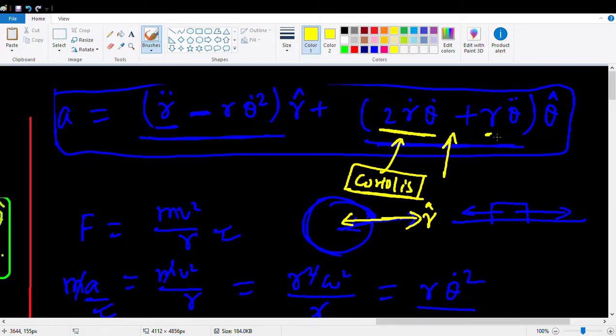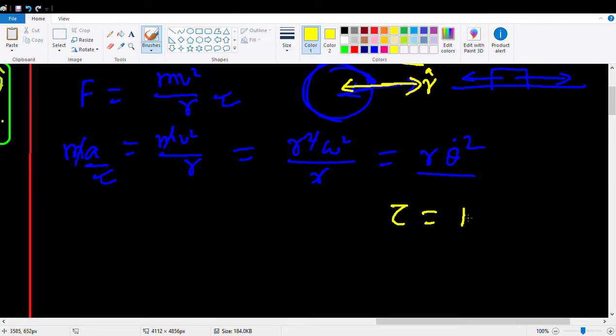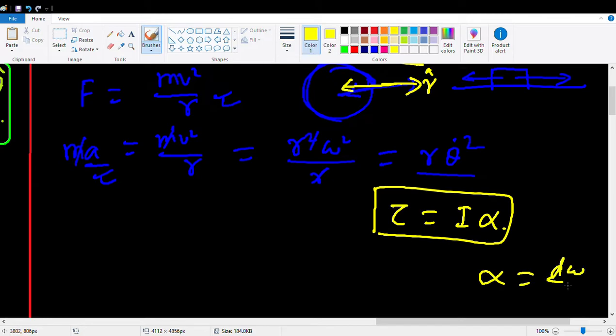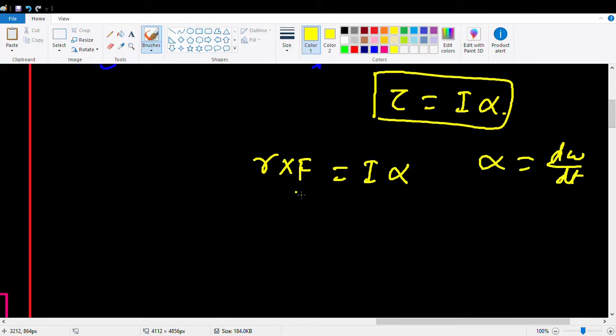Now you can see what this term is doing. If you remember that torque is equal to I times alpha, where alpha is nothing but d omega by dt. If any object is rotating, that produces some kind of torque. Torque I can write as r cross F, and here it is I alpha. Suppose this is perpendicular to all these things, so force can be written as I alpha over r. I can be defined as m r squared, so m r squared over r times alpha.